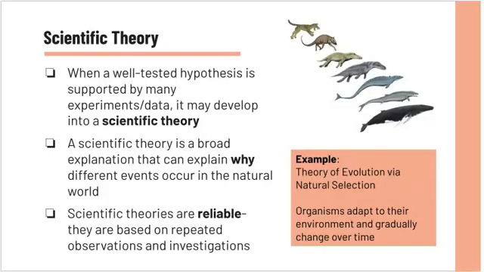A scientific theory is a well-tested hypothesis. It's been tested again and again and again. It's a broad explanation that explains why things happen in the world. Scientific theories are reliable and based on repeated investigation. So we've been able to test this again and again and again.